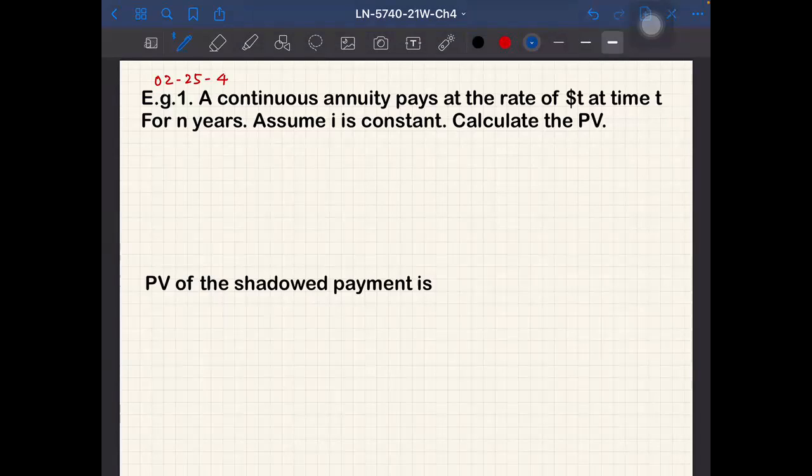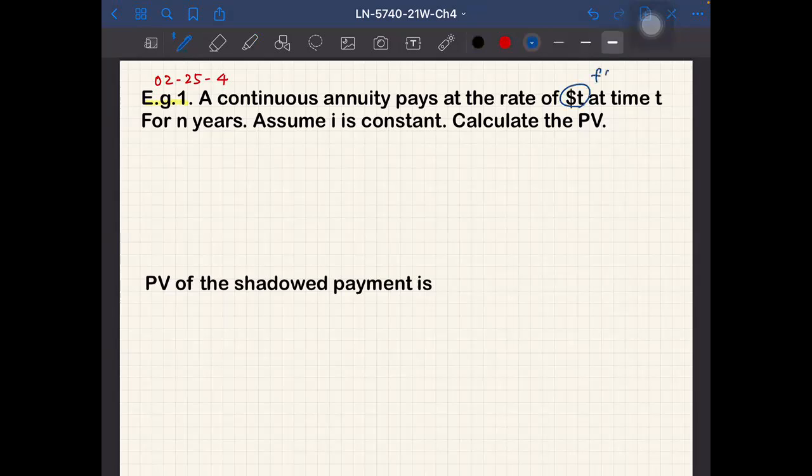Hi, now the examples for continuous varying annuities. So example 1: a continuous annuity pays at the rate of $t at time t for n years. Assume i is constant and calculate the present value. So now the function is t.